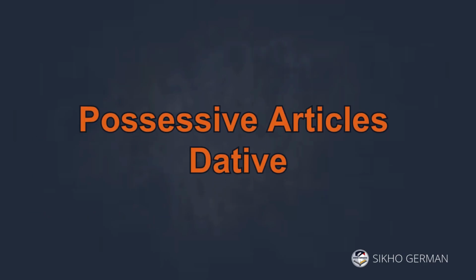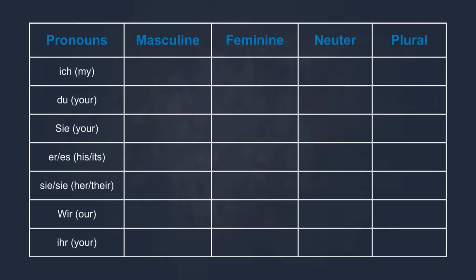Now for the dative case, used for the indirect object. Remember, dative answers to whom or for whom. Here's the table of possessive articles in the dative case. In dative, all forms change. Let me show you the dative endings.